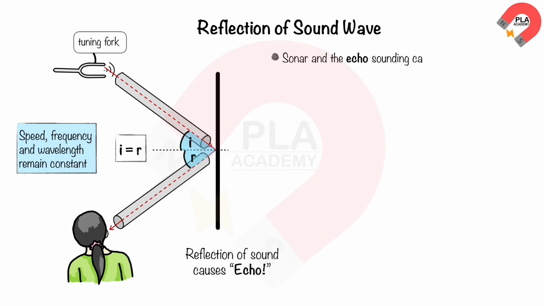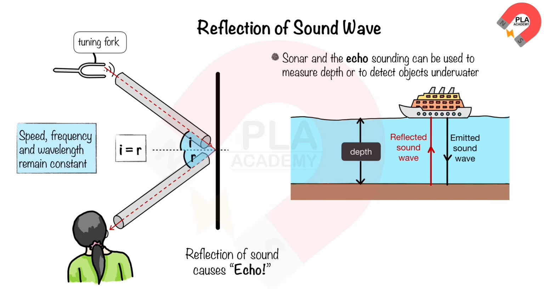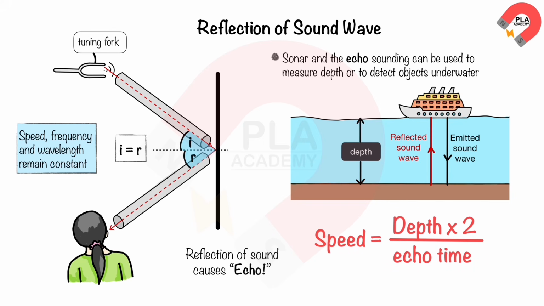Sonar and echo sounding can be used to measure depth or to detect objects underwater. A sound wave can be transmitted from the surface of the water. The sound wave is reflected off the bottom of the ocean. The time it takes for the sound wave to return is used to calculate the depth of the water. The distance the wave travels is twice the depth of the ocean. This is the distance to the ocean floor plus the distance for the wave to return. The depth of the water can then be calculated using the equation: speed equals twice the depth divided by the echo time.